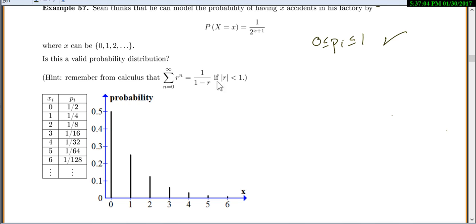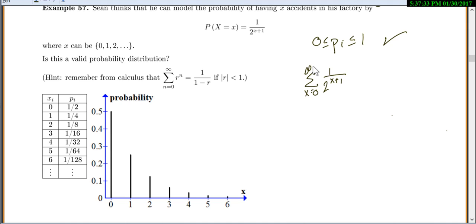Then we want to see, if we added them all up, would we get to 1? So how do you represent that you're going to add them all up? That's when you have to bring in your sum. Because I'm going all the way up to infinity, I can't actually add them all up in my calculator to make sure they add up to 1. So we want to do the sum of 1 over 2 to the x plus 1. And we have to start at 0 because my smallest one was 0. And we're going to have to go to infinity because they didn't give us an upper limit.